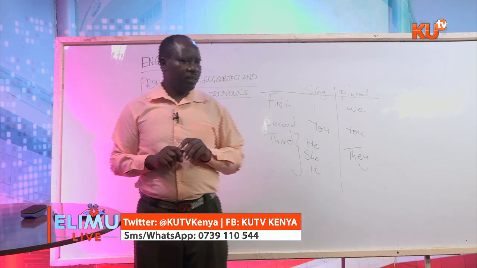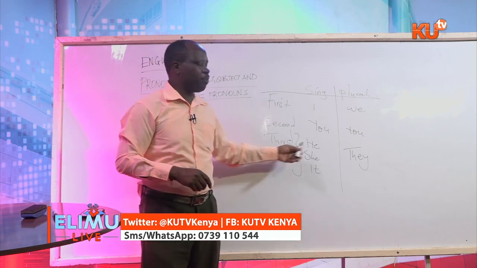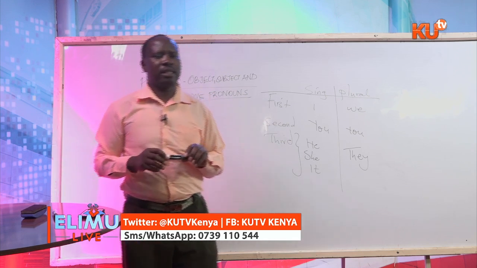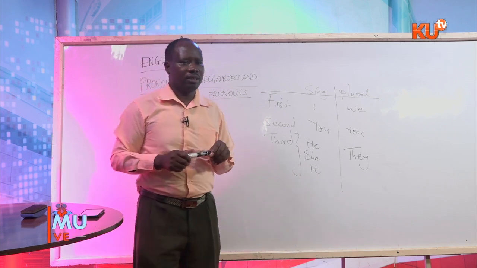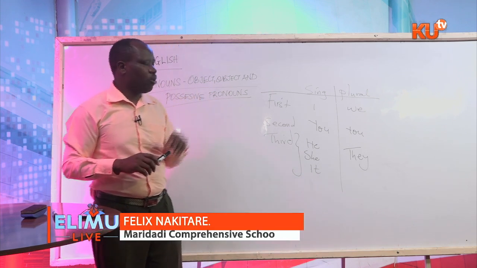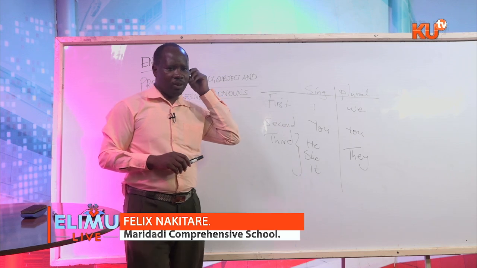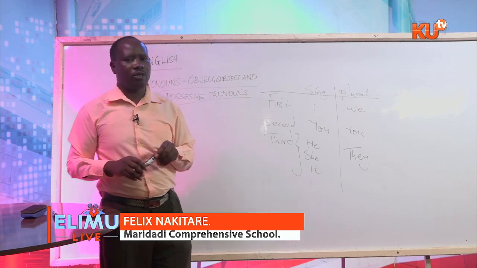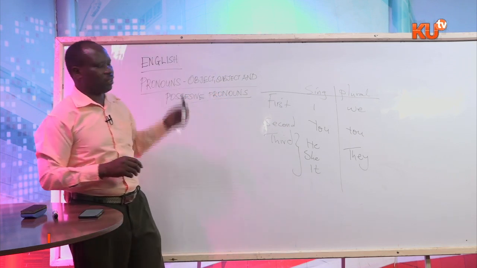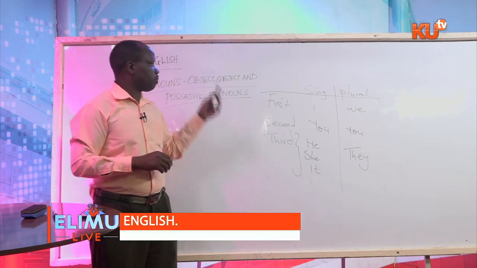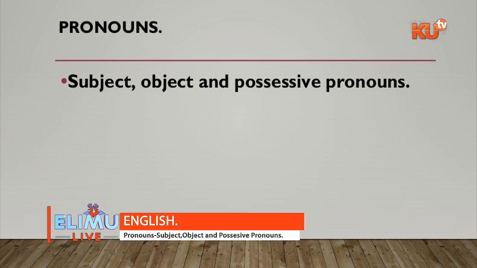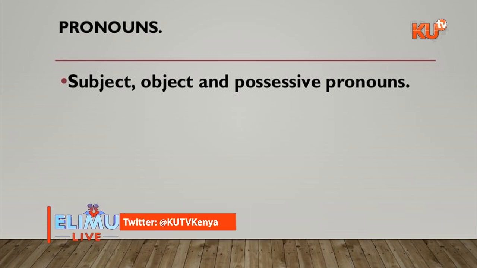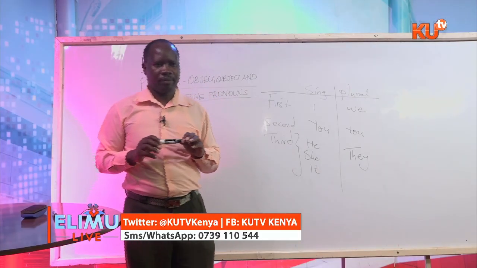Now, having known the first, second, and third person, and having reminded ourselves about the subject, verb, and object, we can now look at today's substrand under the strand of pronouns. We look at what an object pronoun is, what a subject pronoun is, and what possessive pronouns are. That will now be our core issue for today.